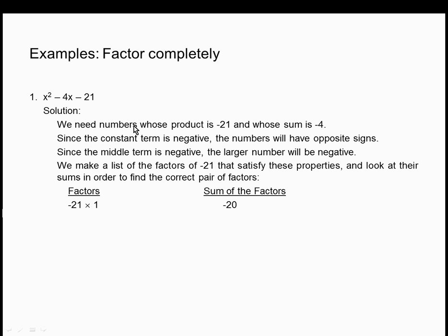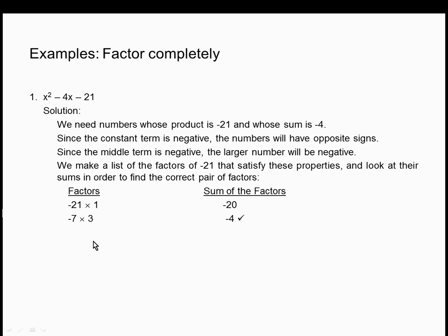Okay, negative 21 can be negative 21 times 1. The sum, negative 21 plus 1, is negative 20. That's not going to work. I want a negative 4. I can also write negative 21 as 7 times 3. Now again, remember the larger number has the minus. So minus 7 times 3, when I add it up, I get negative 4. That's the one I want.